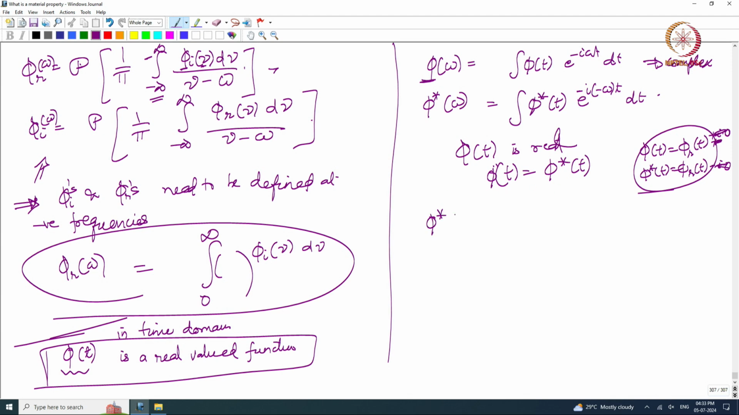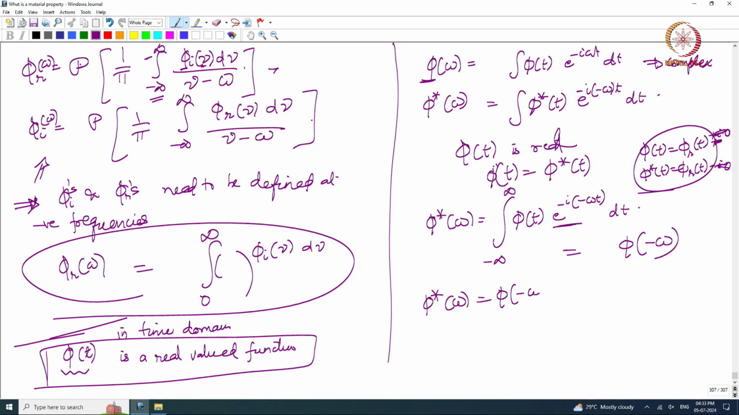So I have phi star of omega is actually equal to the integral of phi(t) e^(-i(-omega)t) dt, and t goes from minus infinity to plus infinity, and so this is minus i minus omega. So this is nothing but phi of minus omega. So I have this property that phi star of omega equals phi of minus omega. So this is the property that I am going to use.